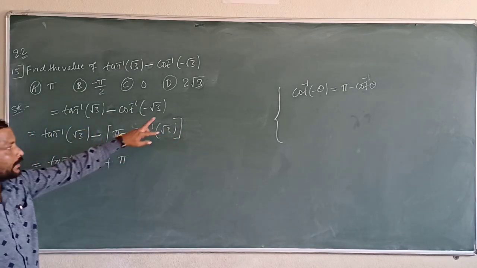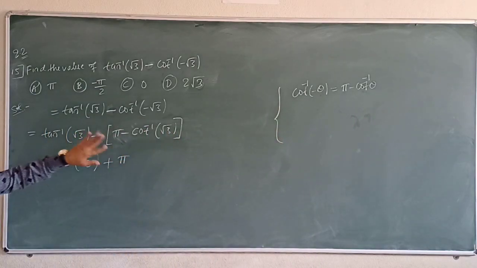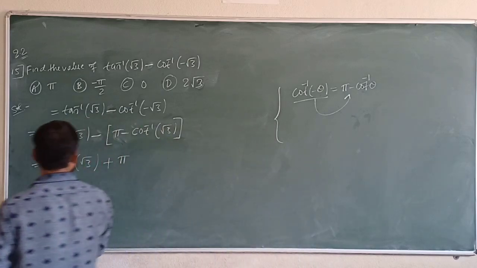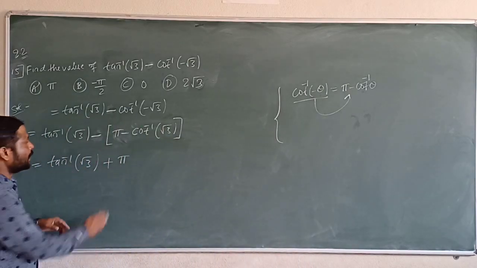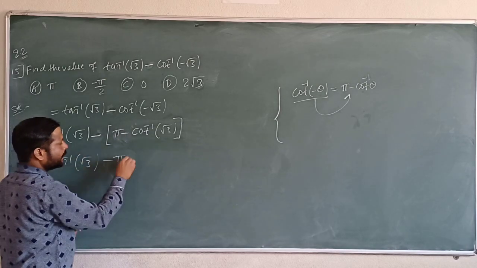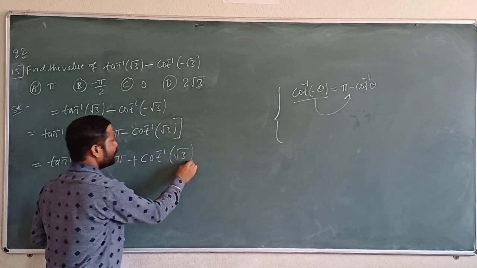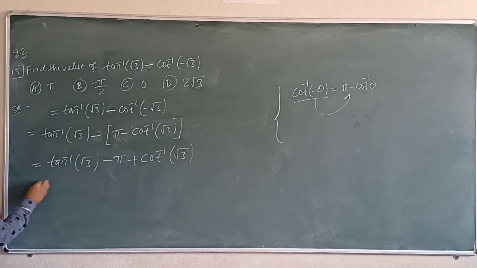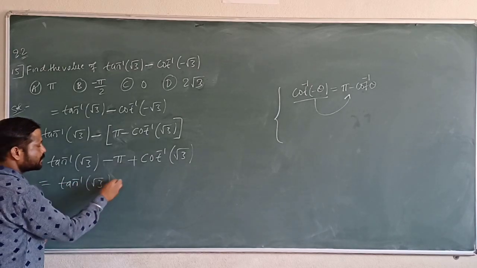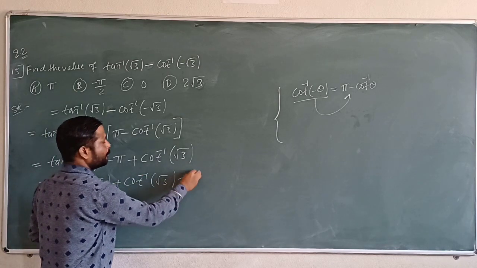The cot inverse of minus theta is equal to pi minus cot inverse of theta. Apply that property. Then tan inverse of root 3 as it is, minus pi minus cot inverse of root 3. Take the inverse functions to one side: tan inverse of root 3 plus cot inverse of root 3, and apply the pi.